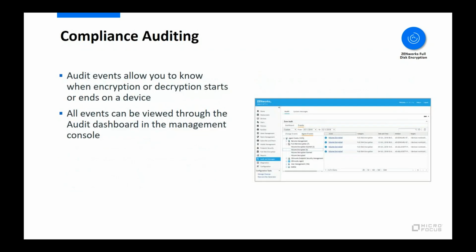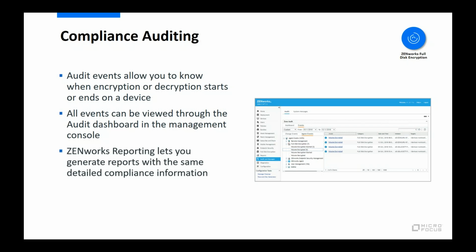Proving that devices are encrypted, or determining periods of time when they were or were not, is a compliance policy requirement for many organizations. Using ZENworks Auditing, you can see both encryption dates and decryption dates for a device. And with ZENworks Reporting, you can generate digital or printed reports with the same detailed compliance information.